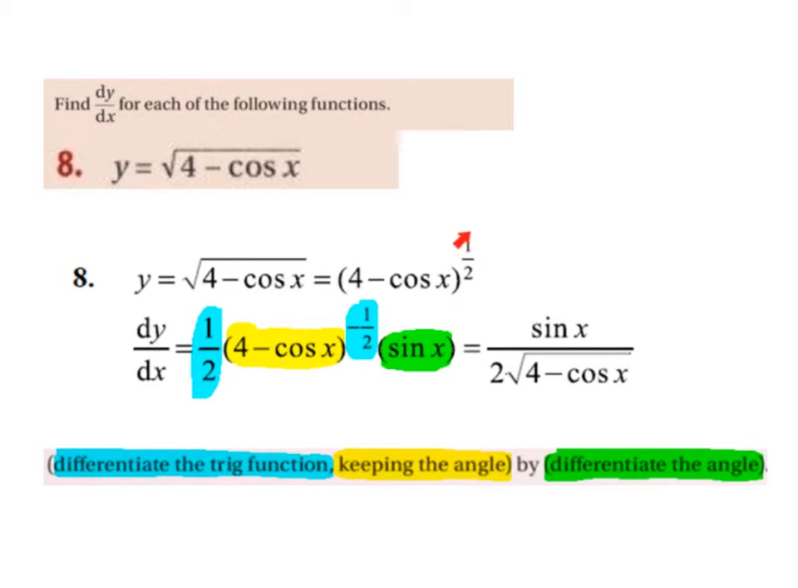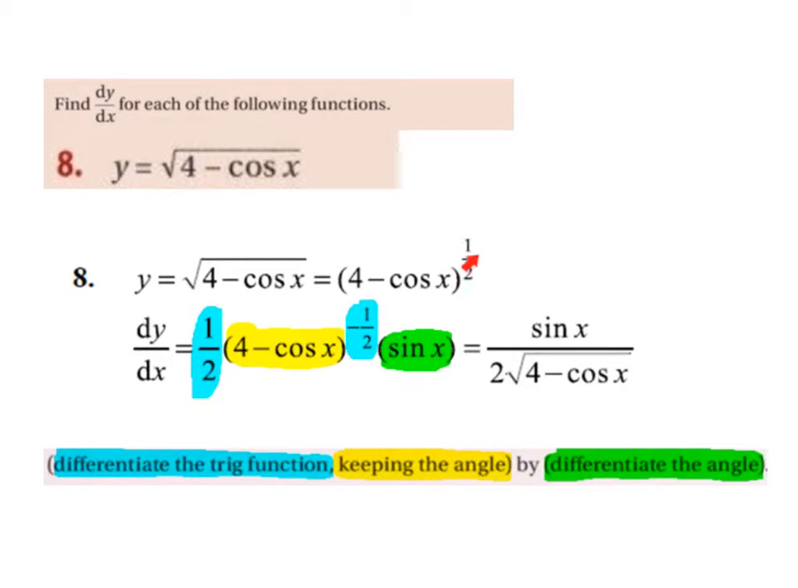Since we have a power on the outside, we know that this is going to be the chain rule. So we're going to differentiate using our outside-inside rule, or since this has a trig function inside of it, we can use this sentence at the bottom to guide us. So we differentiate the trig function, we keep the angle, so that's the outside, and we multiply that by the derivative of the angle, so that's the inside.